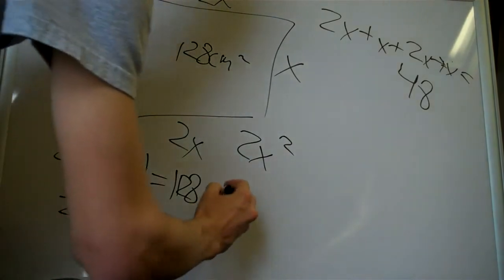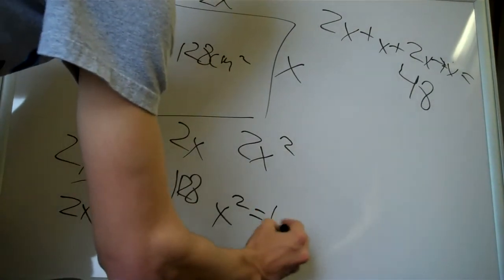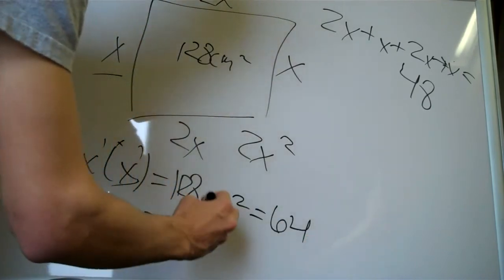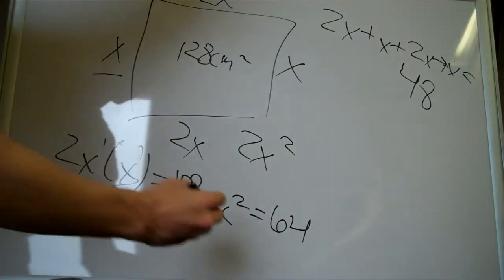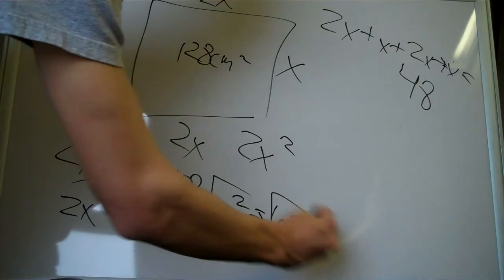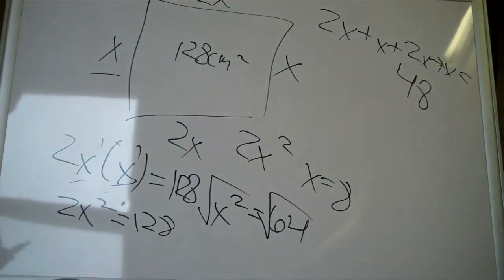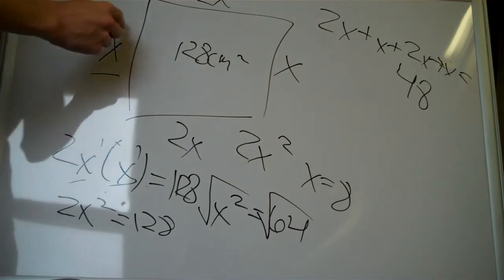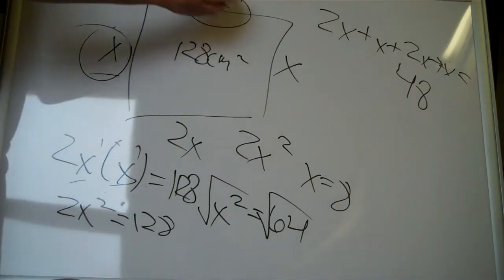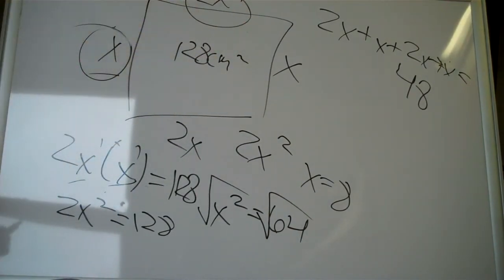Divide by 2 and you get x squared is equal to 64. And then you take the square root, which is the opposite of exponent. So you take the square root of both sides and you get x is equal to 8. So you know that this shortest side has got to be 8, this has got to be 16, if you multiply it by 2, because it says it's 2 times your shortest side.